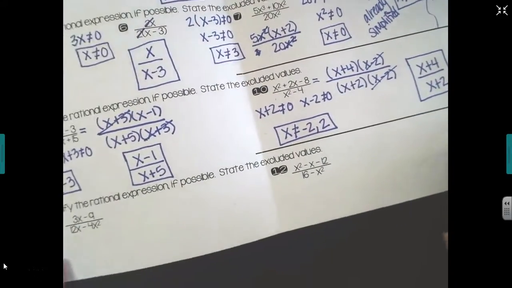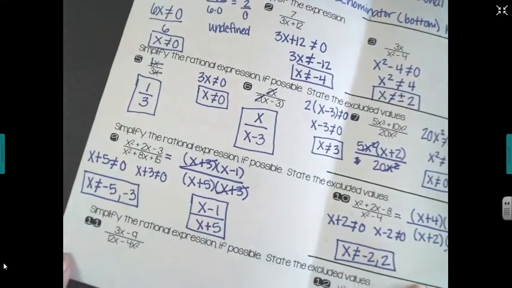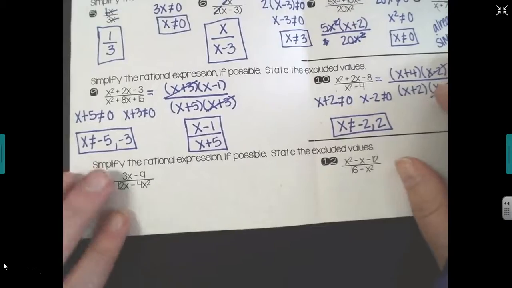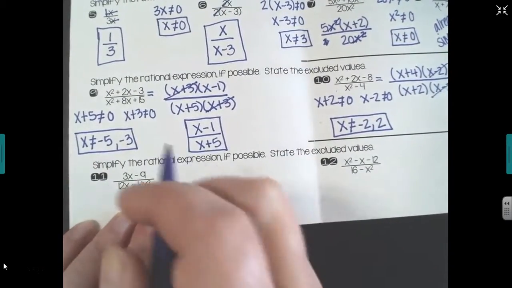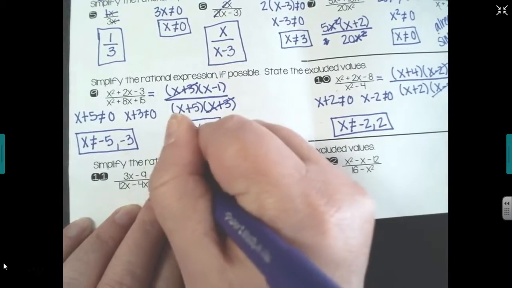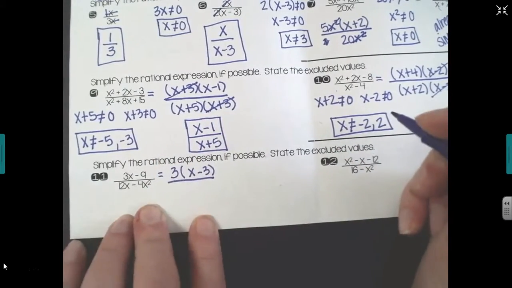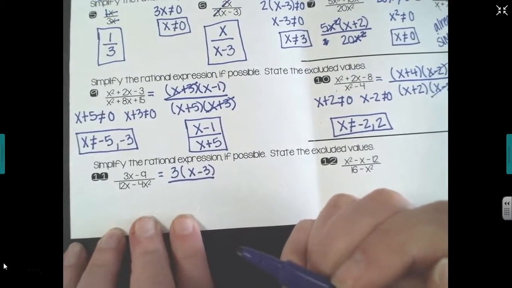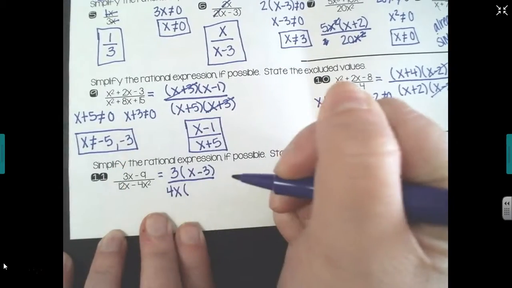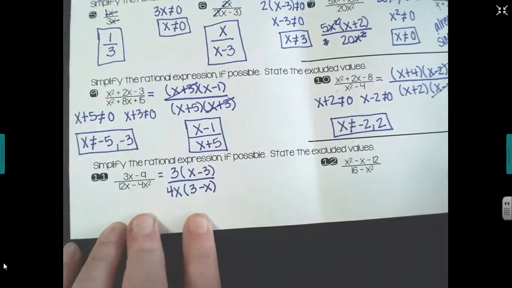All right. Last part here. Running out of space. Let's see here. There we go. All right, we're going to do the same thing. Start with your numerator, see if we can factor. Here we can factor. We have a common factor of 3. That leaves us with x minus 3. In the bottom, we have a common factor of 4x, so we can take out a 4x. And that's going to leave us with 3 minus x.